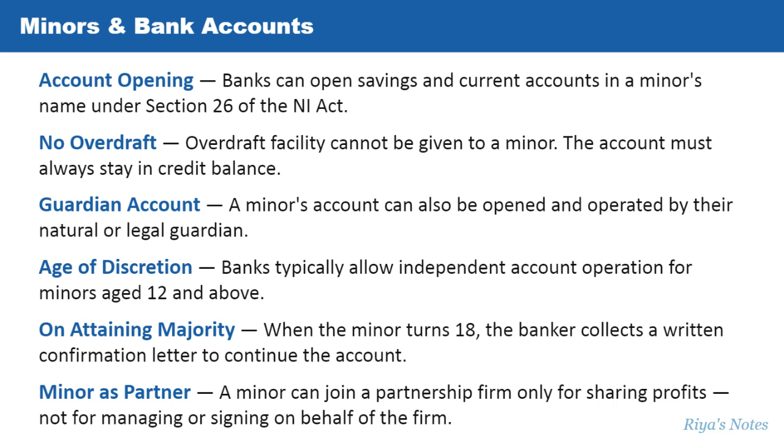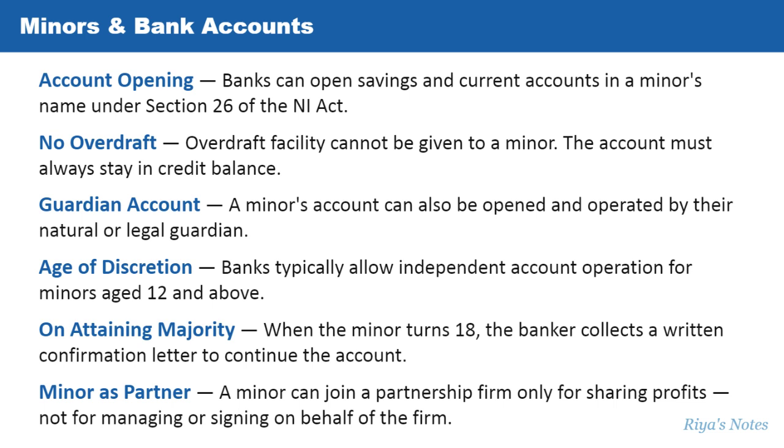Guardian account. A minor's account can also be opened and operated by their natural or legal guardian. Age of discretion. Banks typically allow independent account operation for minors aged 12 and above. On attaining majority, when the minor turns 18, the banker collects a written confirmation letter to continue the account.